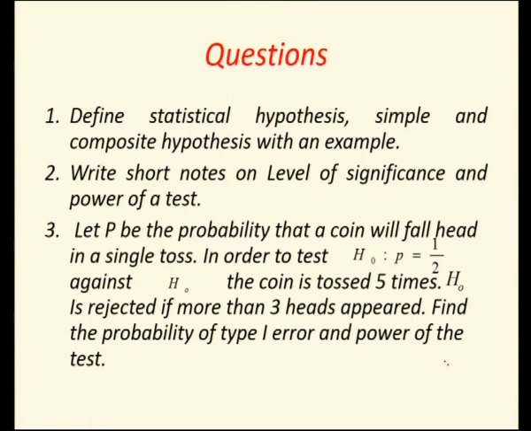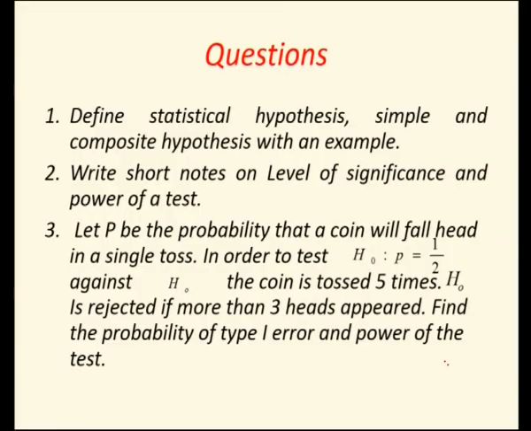Next, write a short note on level of significance and the power of the test. For level of significance, you have to explain what is alpha, that is, the size of the test. Symbolic representation is important. The power of the test is 1 minus beta, and try to derive it symbolically with 1 minus beta. Next, I have a problem for you.